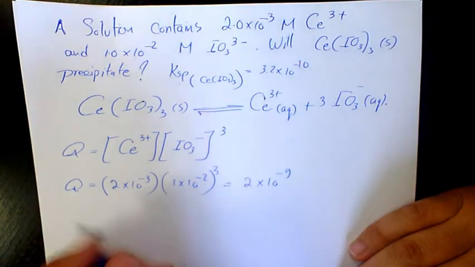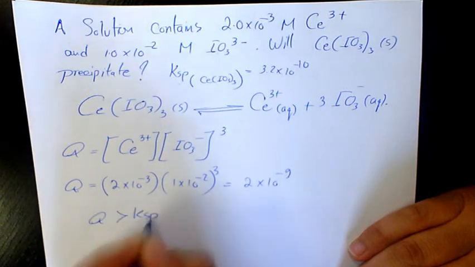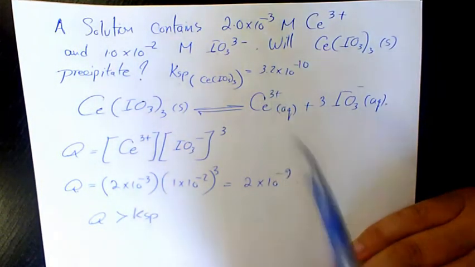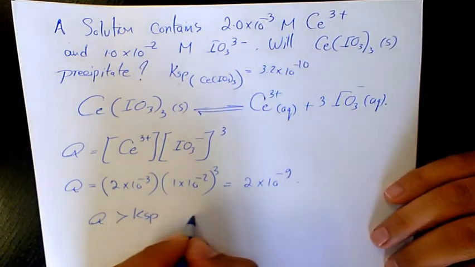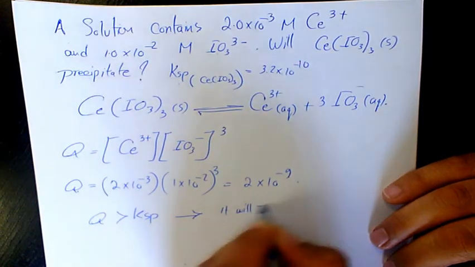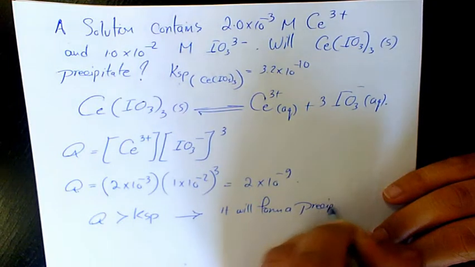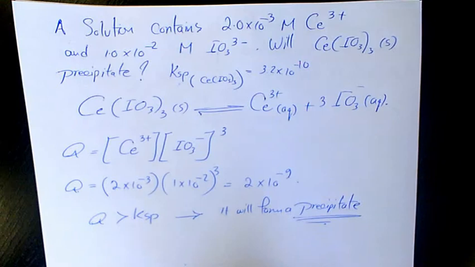That's Q, and since Q is greater than Ksp, if you compare 2 times 10 to the power of negative 9 to 3.2 times 10 to the power of negative 10, see, Q is greater. It means that it will form a precipitate. That's how we figure it out.